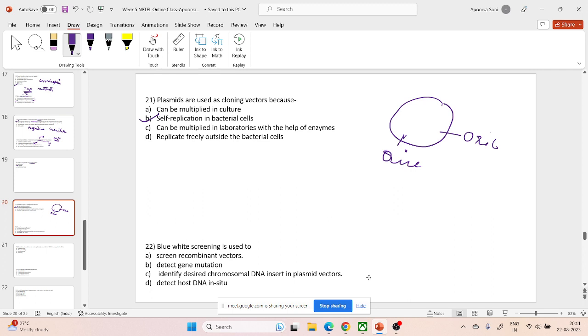Okay. So examples depend on the context. And blue-white screening, I will explain in the end what blue-white screening is. Anyways, for question number 22, what should be the answer? One girl has said option C. So can you explain why you chose option number C?